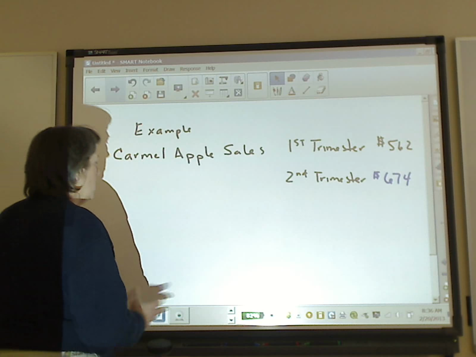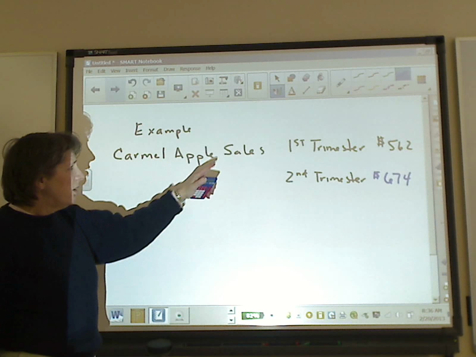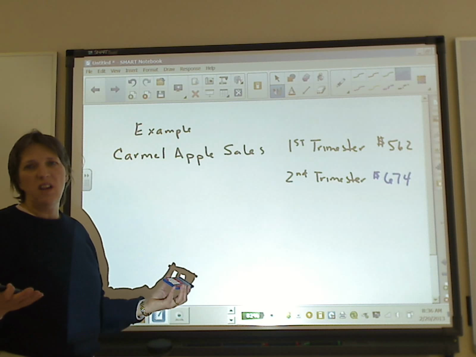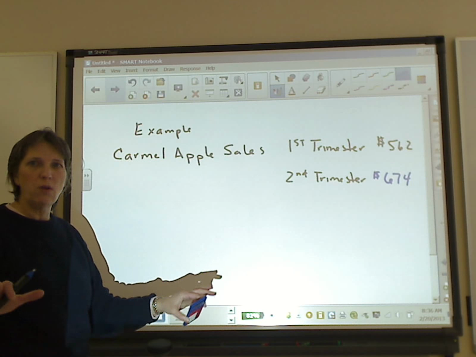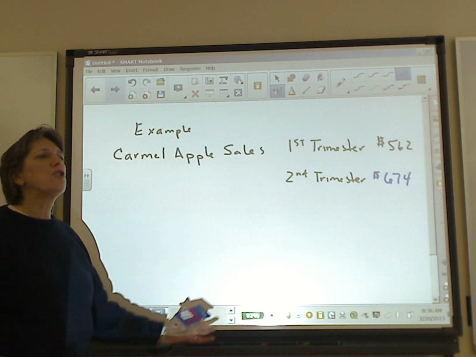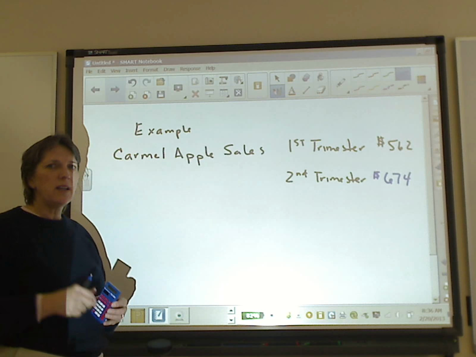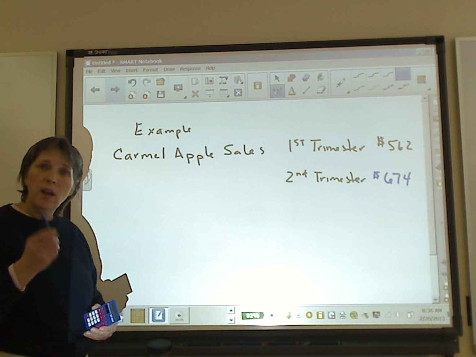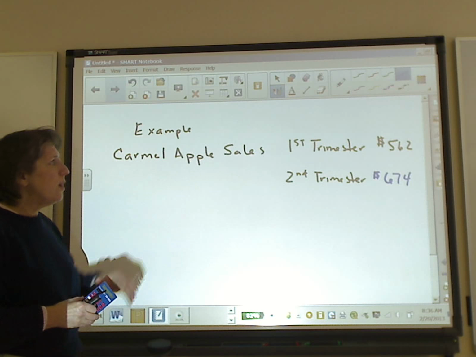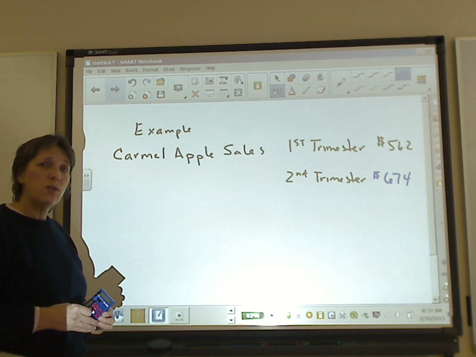So here we go. Here's an example. We're talking about my caramel apple sales. The first trimester, my caramel apple sales, I netted $562. Let's just say sales. I didn't even net. This is my gross. Gross is the total amount I take in. Whenever you hear anybody talk about gross, it's the total amount that I took in from my sales. It doesn't take into account what my costs were or anything like that. So it's good to know those terms. So the first trimester, my gross, or how much I collected at the end of the trimester, was $562.